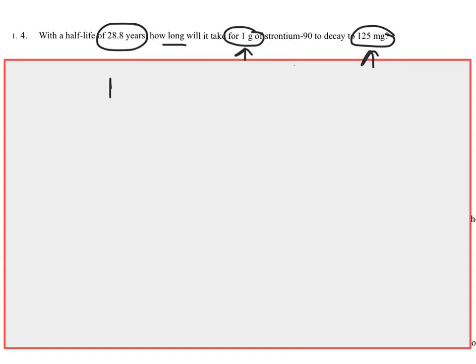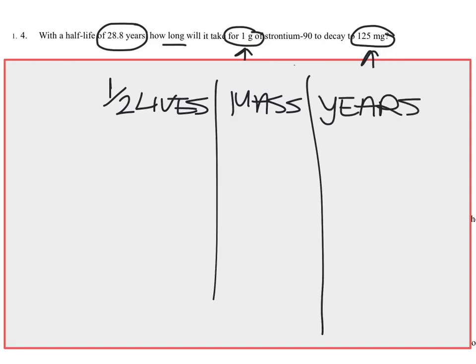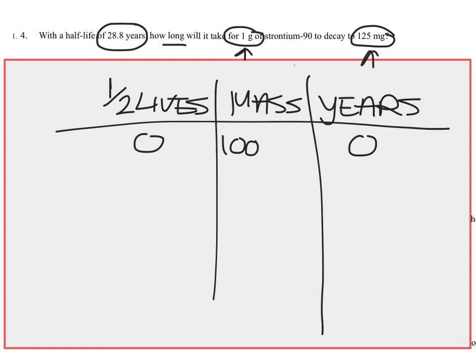All right, game time. I'm going to start with the number of half-lives, my mass, and my time frame, which looks like it's years. Now I always know I start with 0 half-lives and no time has gone by. And from my conversions, I started with 1,000 milligrams. I need to know how long it will take, so how many years down here we're looking for.